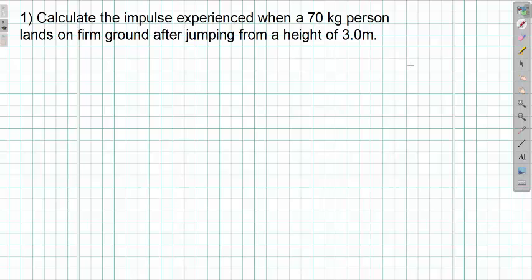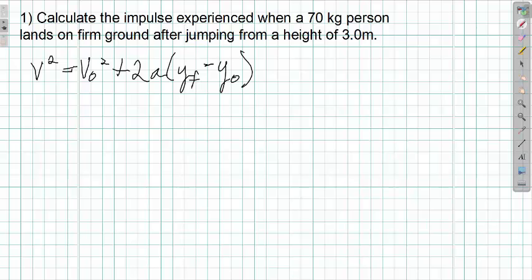Problem being, calculate the impulse experienced when a 70 kilo person lands on firm ground after jumping from a height of 3 meters. So this is just them jumping down. Well, first off, we are going to need to figure out a velocity. Yay, kinematics. So remember our equation, v squared equals v naught squared plus 2 times acceleration times our y final minus our y initial. Well, we can say right off the bat here that our initial velocity is going to be 0, and then our final y position would be 0.